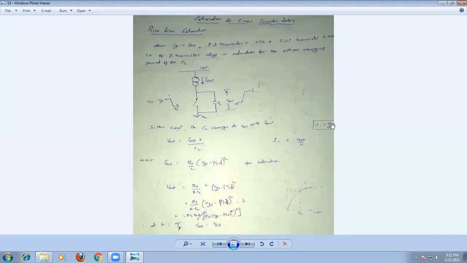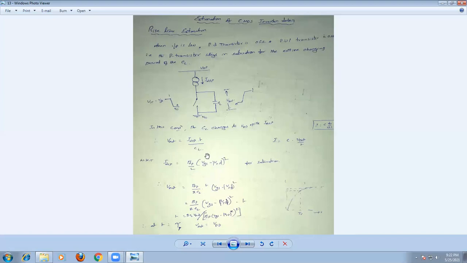So dV is constant when the current is not changing, so we can consider dV by dt as just V by T, where V is the output voltage divided by T. So I is equal to C into V out by T. From this equation, V out is equal to the current IDSP into T divided by the capacitance CL. This capacitor charges to the value of VDD.